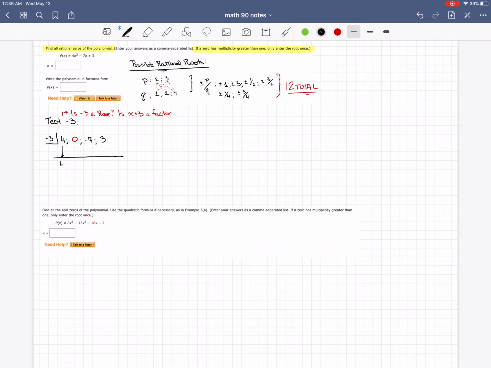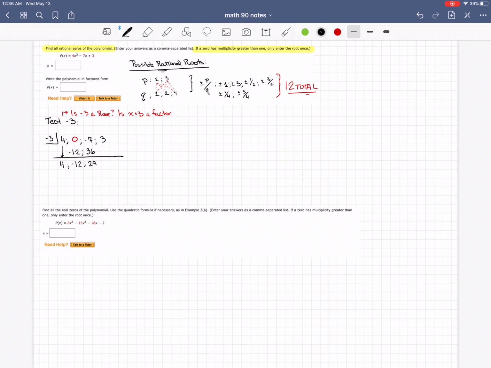The 4 comes down, and then multiply, add. 4 times -3 is -12. Not feeling too good about this, guys, but let's keep going. 0 plus -12 is -12. Multiply, add. -12 times -3 is 36. Too big, right? Because now when I go to add, that's 29.